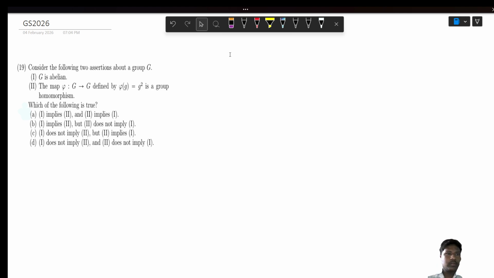This is another question of TIFR 2026. This is a very popular and somewhat conceptual question. So let's try how to do this.